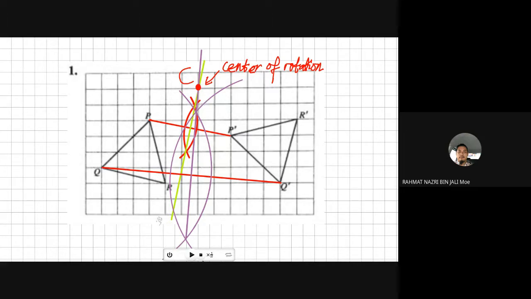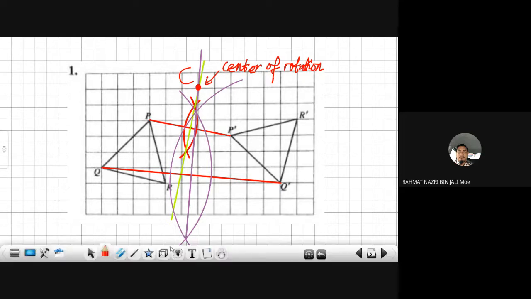So the center of rotation, we can write as: the center of rotation is the point of intersection of two bisectors. Perpendicular bisector. Two perpendicular bisectors. So we get C here.